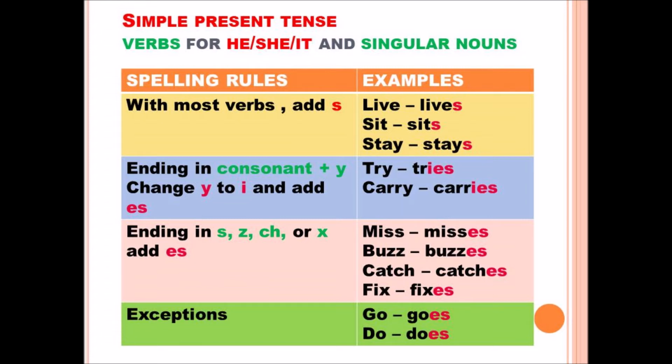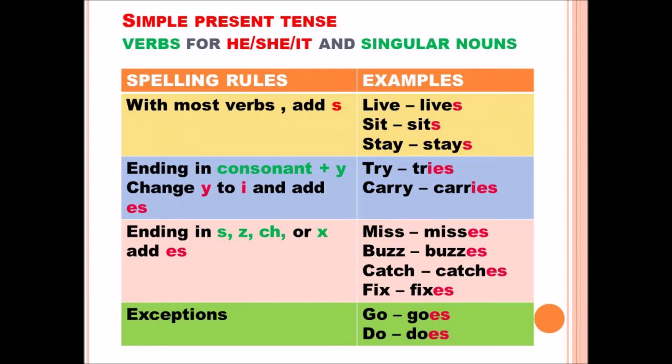In the first column we have given spelling rules and in the second column the examples. Here for most of the verbs we add s. Let us see the example. Live, lives. Sit, sits. Stay, stays. For he, she and it we use s along with the present form of the verb. See, we have added only s, but in a few verbs we add ies or es.